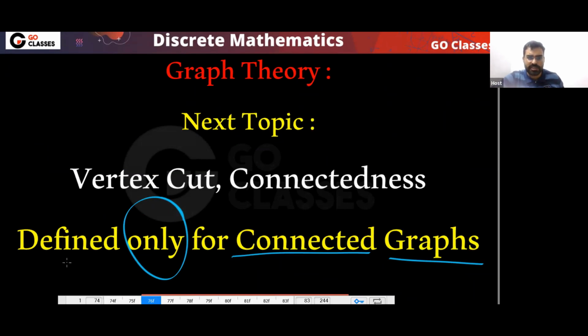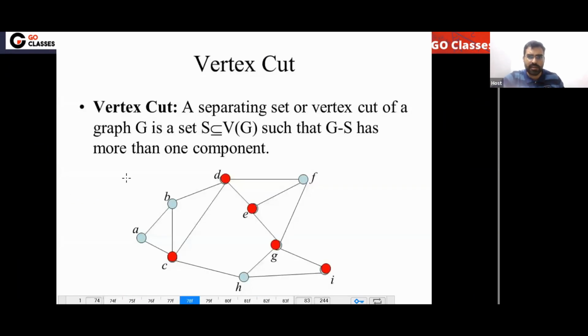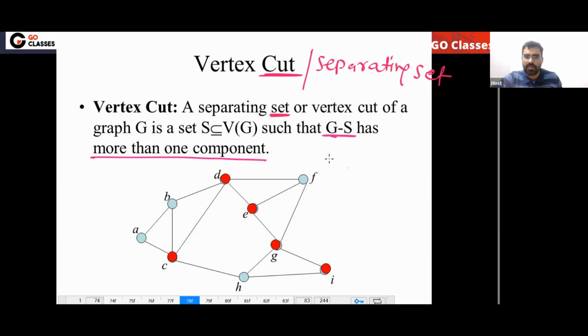Okay. So please understand all these things. Things are very simple. Like this is a vertex cut. Here the focus is on cut, remember. Vertex cut, or you can call it separating set. Another name is separating set. This is a set of vertices whose removal will disconnect the graph, meaning it has more than one component.